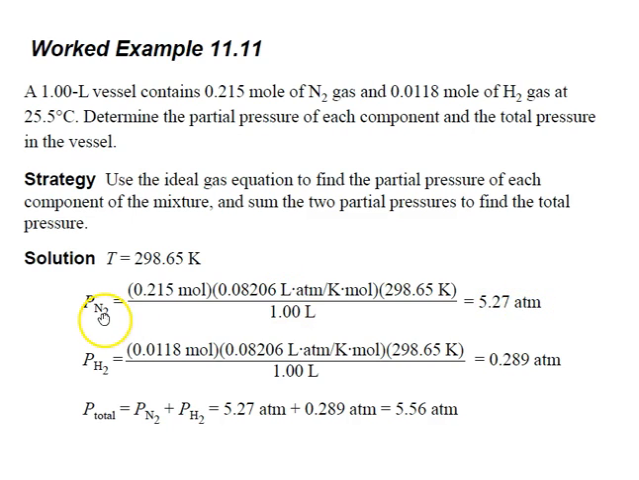We could do the same thing for the hydrogen. Notice all of the variables are the same except for the amount. The amount is different. So you put in the amount that's given for the hydrogen. You calculate this pressure, that's 0.289 atmospheres. We add these two values together and you get a total pressure of 5.56 atmospheres. So not too bad.